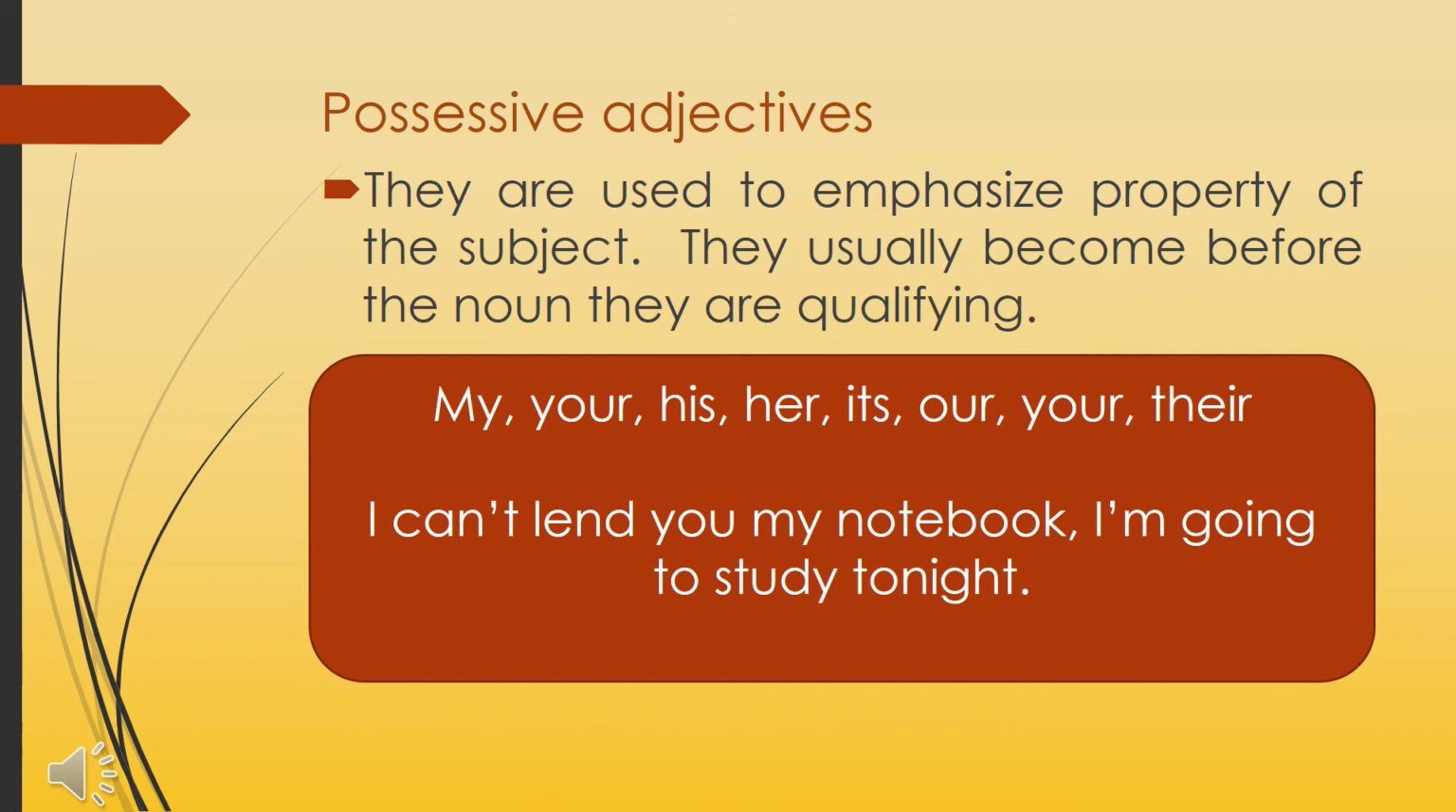Possessive adjectives are used to emphasize property of the subject. They usually come before the noun they are qualifying. My, your, his, her, its, our, your, and their are close to the noun to show belonging.